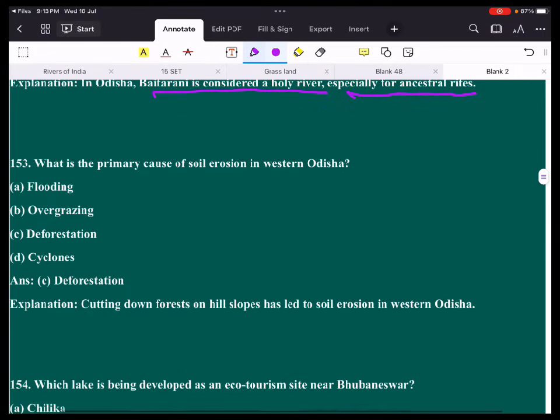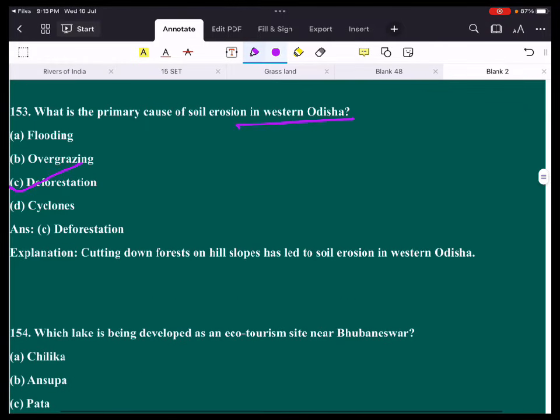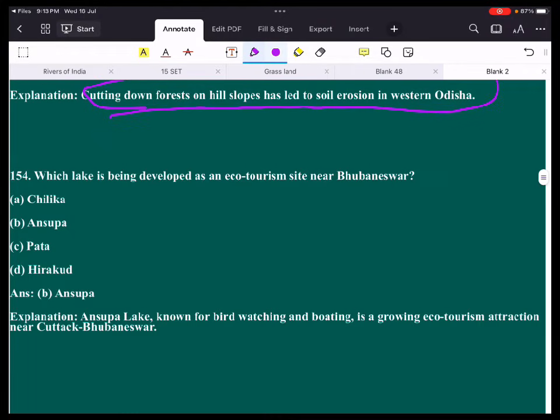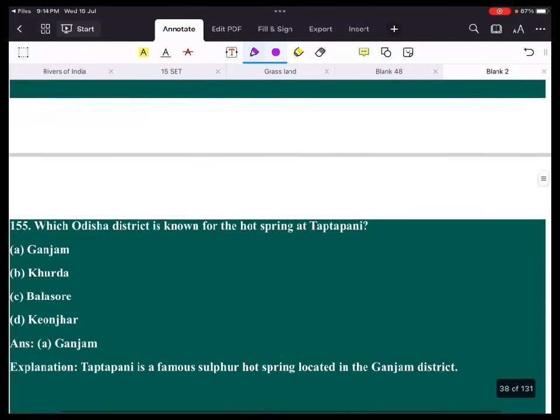What is the primary cause of soil erosion in western Odisha? That is option C, deforestation. Cutting down of trees on hills and slopes has led to soil erosion in Odisha. Which lake is being developed as an ecotourism site near Bhubaneswar? That is Ansupa Lake, known for bird watching and boating, a growing ecotourism attraction near Cuttack and Bhubaneswar.